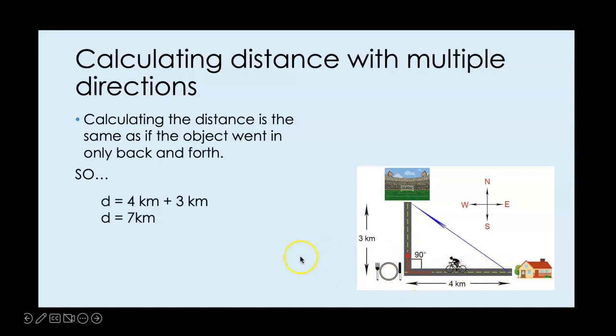So for distance, we're still going to just look at what distance they traveled and add those two values together. So in this case, even though the biker goes to the west first and then goes north, going from their house to the stadium, we're still just going to add the 4 plus the 3 because even though the direction changed, it doesn't change the fact that they traveled a total of 7 kilometers.